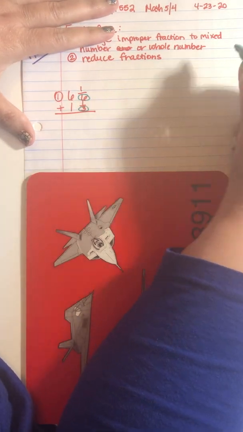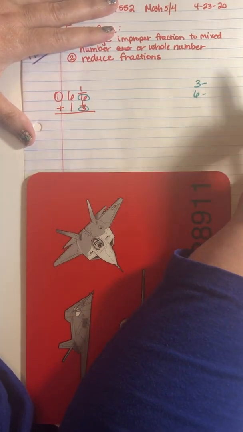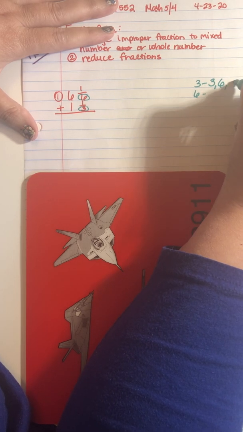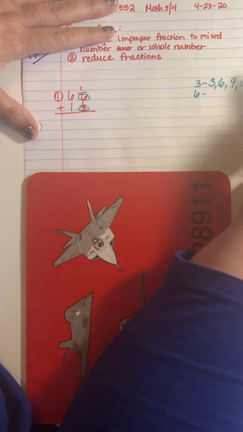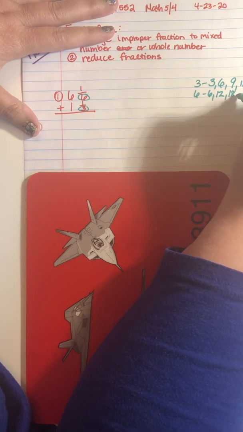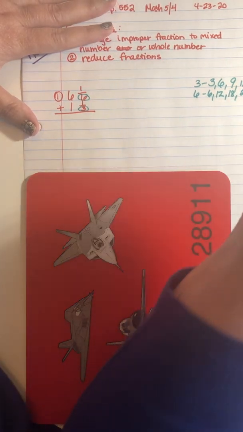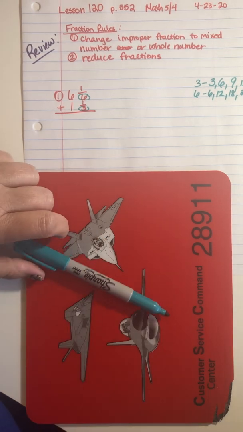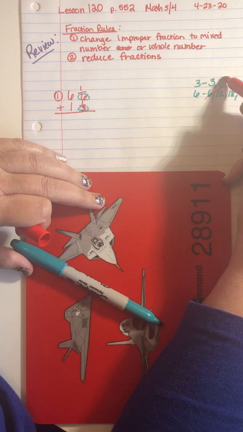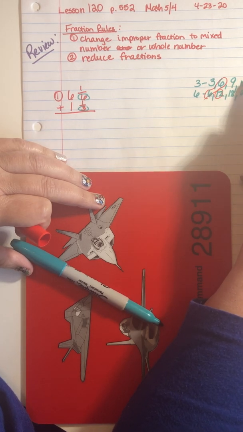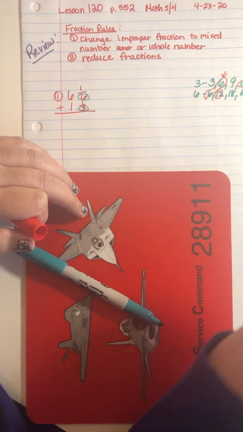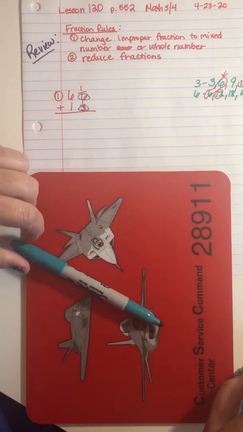So I'll come over here and I'll write my multiples. 3 times 1 is 3, 3 times 2 is 6, 3 times 3 is 9, and 3 times 4 is 12. 6 times 1 is 6, 6 times 2 is 12, 6 times 3 is 18, and 6 times 4 is 24. So I need to find my least common multiple, which when I look here, I see 6 is my least. It has 12 also, but I don't want one of my bigger ones. I want the very lowest one. So 6 is going to be my common denominator.